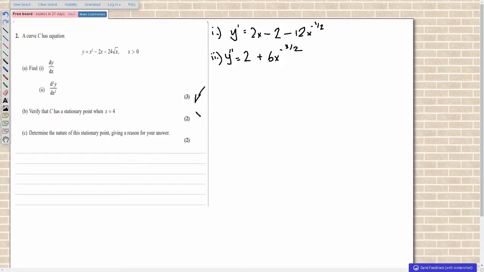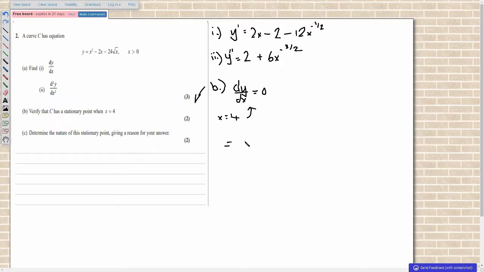Nice and easy. Part B, we've got to verify that C has a stationary point when x is equal to 4. What you've got to be able to figure out here is that when there's a stationary point, this is when dy by dx is equal to 0. So what it's saying is that when x is 4, it implies this here. So all you've got to do is just sub this into your first derivative. So let's sub that in. When we do it, we should get that this becomes 0 when we put 4 in.